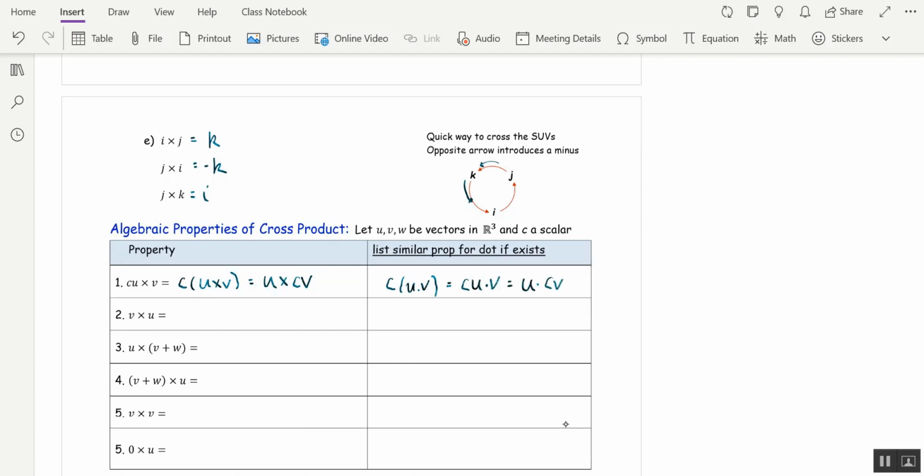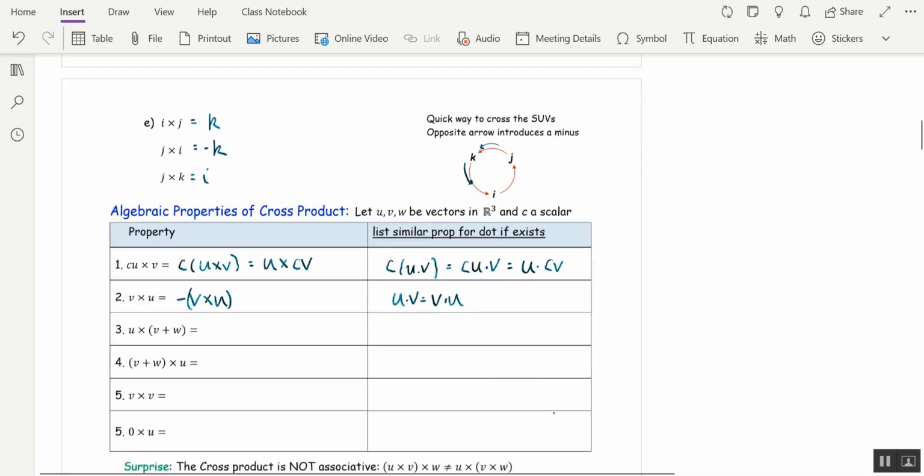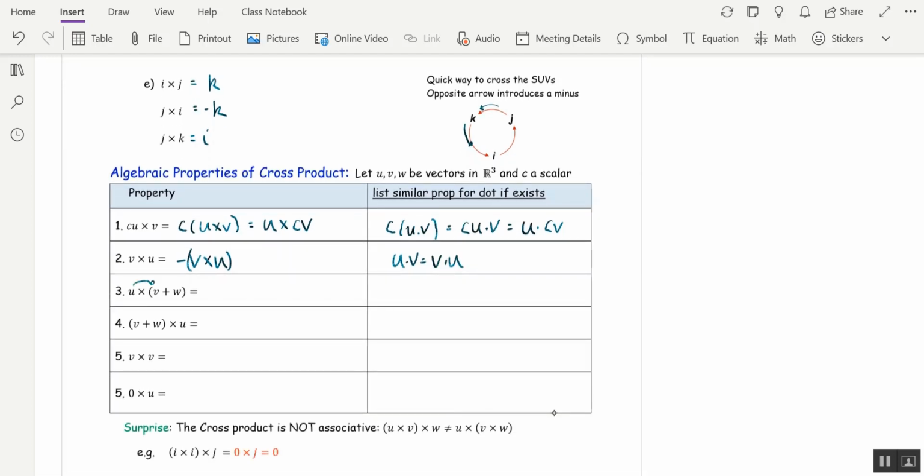All right, U cross V is negative V cross U. So cross is anti-commutative. Dot is commutative. U dot V is V dot U. All right, distributive property. We can distribute this U to the V and the W. So this is U cross V plus U cross W. Yes, there's a similar property for dot. U dot (V plus W) is U dot V plus U dot W.